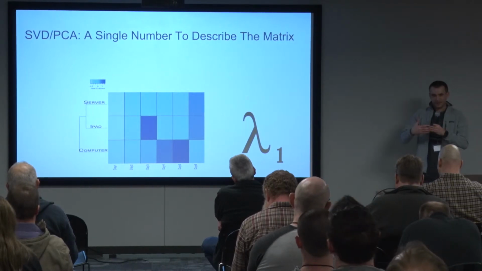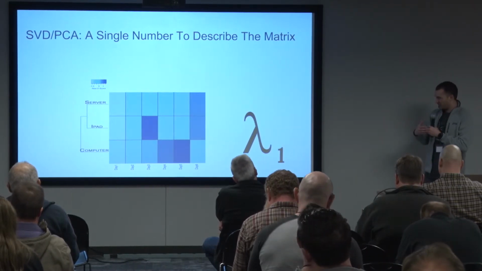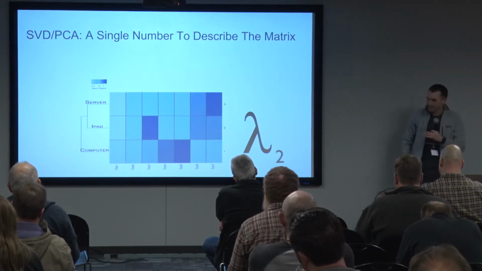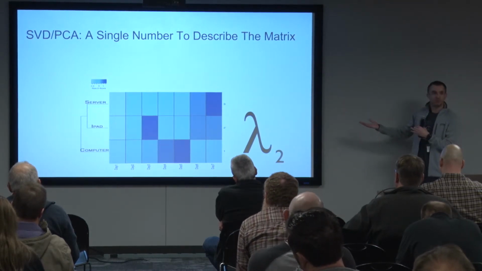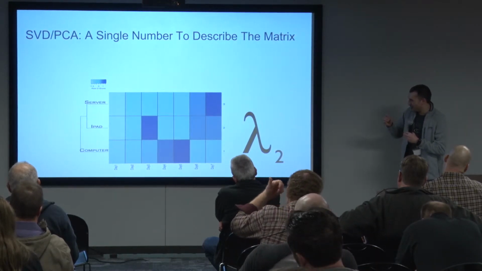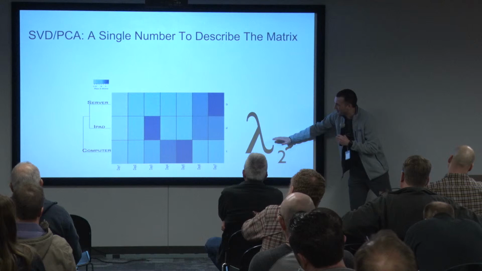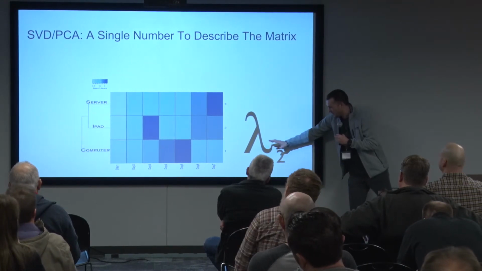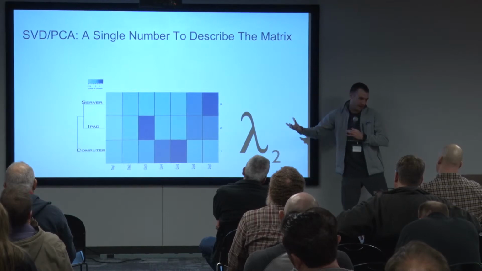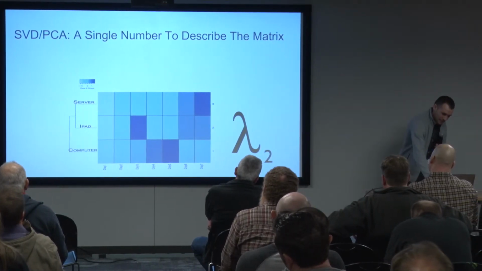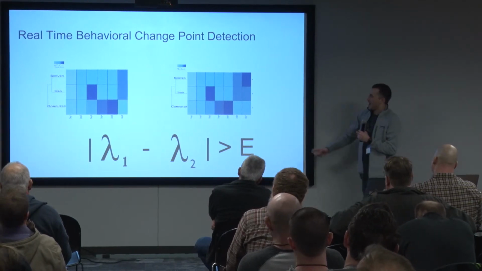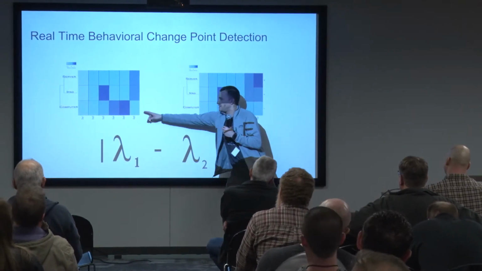Now this is about change point detection. When we have a new day, we get a new computation. This is the first eigenvalue from PCA. So every day we get a new number that describes the matrix and how it changes. And once you have these matrices per day, it's very easy to say, okay, how do these two things differ?